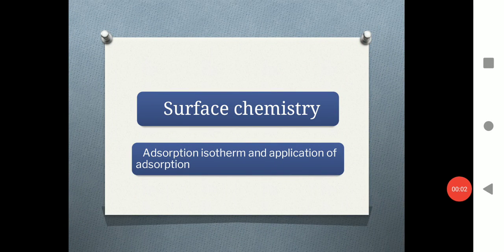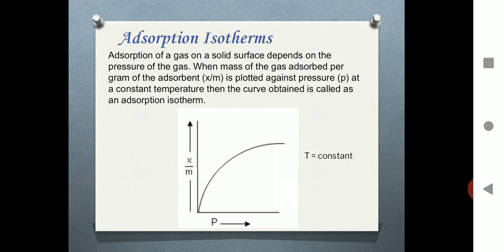In this lesson, we are going to talk about adsorption isotherm and application of adsorptions. Now, what are adsorption isotherms? Adsorption of a gas on a solid surface depends on the pressure of the gas. That is, pressure is one of the factors that affects the extent of adsorption. And greater is the pressure of the gas above the surface of adsorption, higher will be the extent of adsorption.